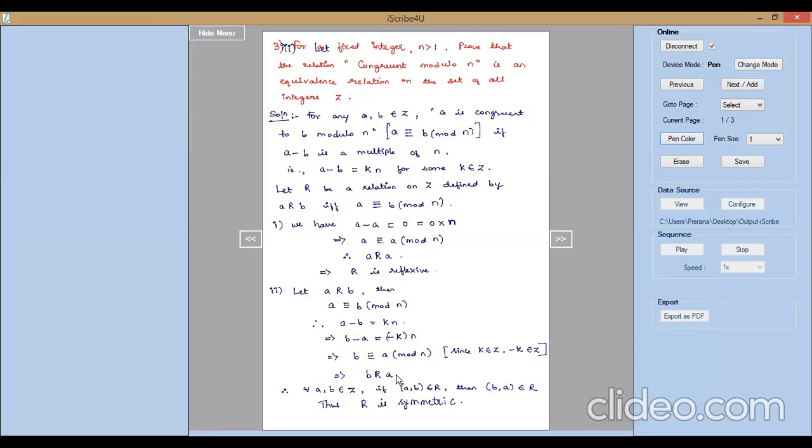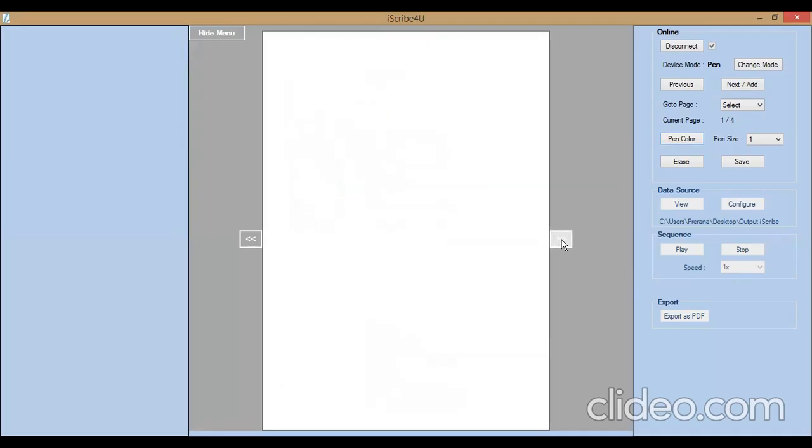Let us assume first A is related to B and B is related to C. We are taking this for the third part, that is to prove transitivity. So according to the definition, A is related to B means A is congruent to B mod n. And similarly, B is related to C means B is congruent to C mod n.